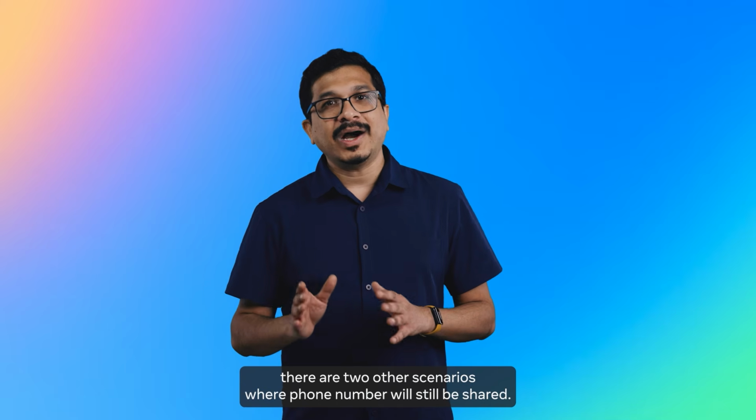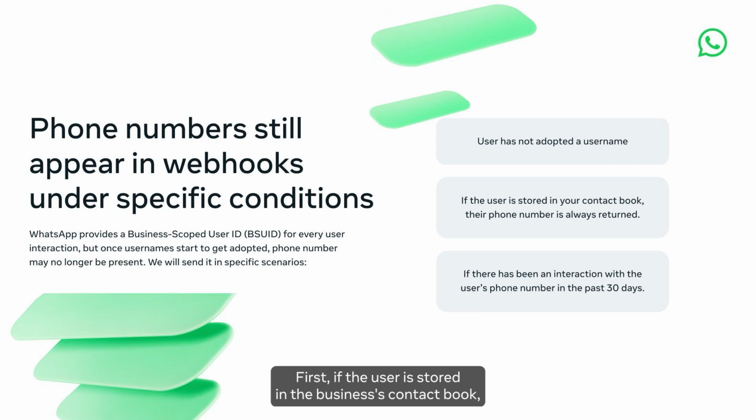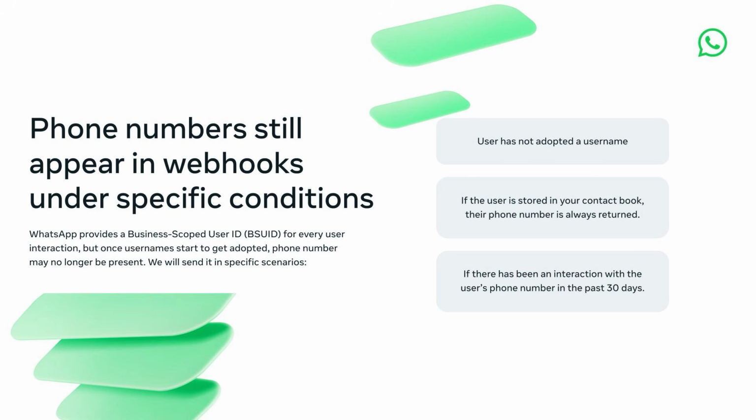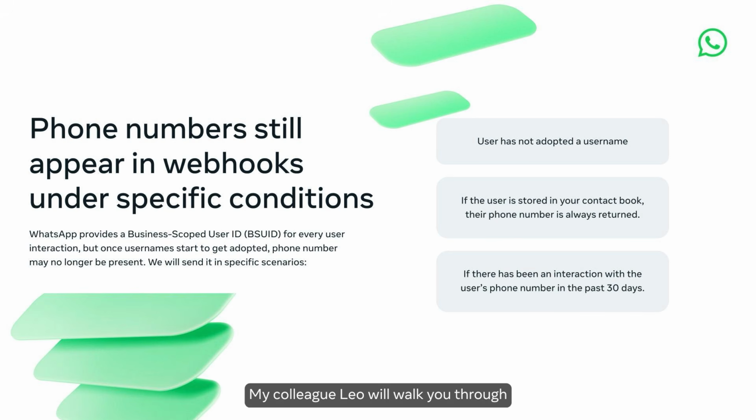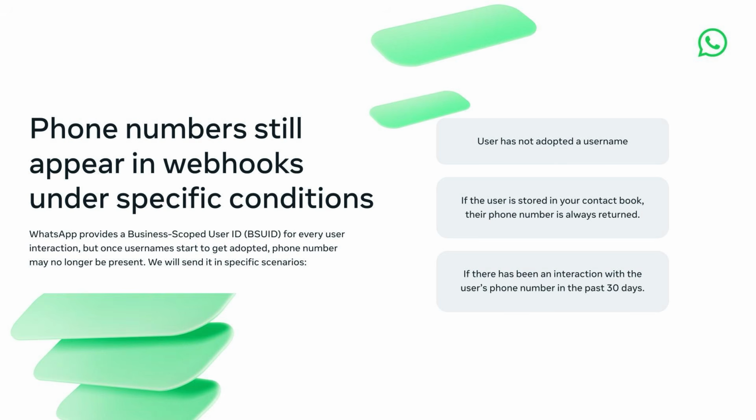Beyond that, there are two other scenarios where phone number will still be shared. First, if the user is stored in the business's contact book. And second, if there has been a prior interaction with the user's phone number in the past 30 days, meaning the business sent or received a message or call from that phone number. You will continue to receive the phone number for a rolling 30-day window. My colleague Leo will walk you through exactly how the contact book works and how the 30-day window plays out in practice. So stay tuned for that in the next section.